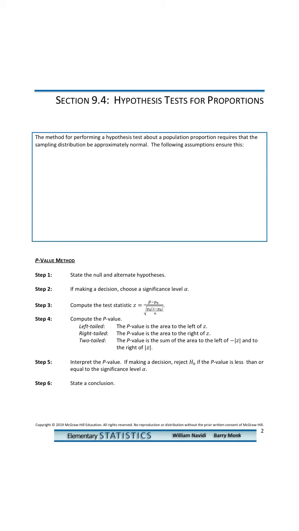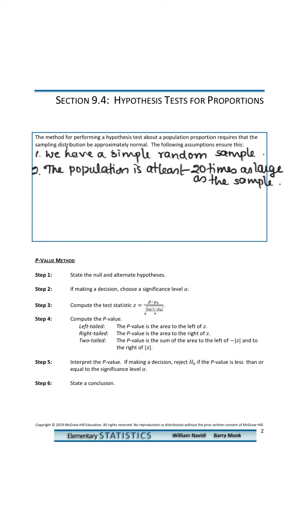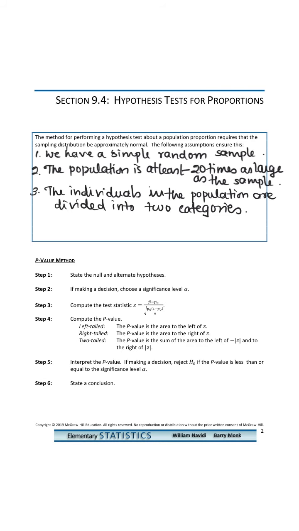The assumptions for performing a hypothesis test for a population proportion are: we have a simple random sample. The population is at least 20 times as large as the sample. The individuals in the population are divided into two categories. The values n p naught and n times 1 minus p naught are both at least 10.